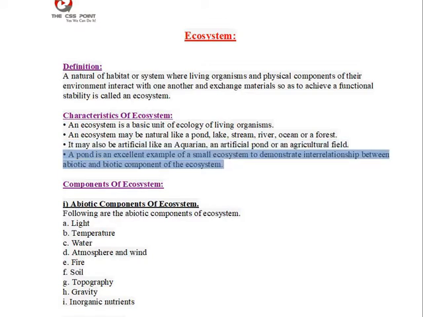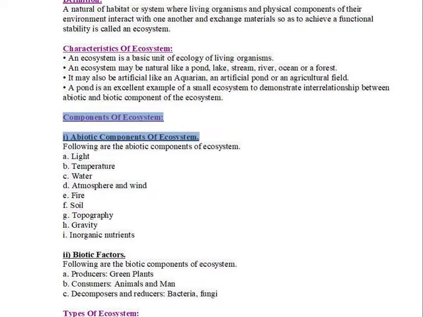It may also be artificial like an aquarium, an artificial pond or an agricultural field. A pond is an excellent example of a small ecosystem to demonstrate interrelationship between abiotic and biotic component of the ecosystem. Components of ecosystem.